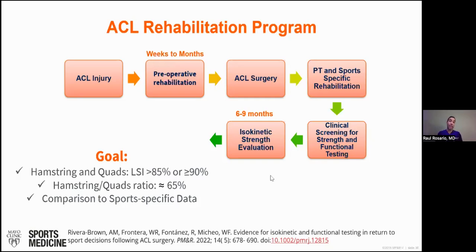And then there's some data and some articles that have, depending on your sport and your age, some values that are optimal. The big problem and the confusion is that we compare with the contralateral side, but if the other side is also weak, maybe that's still not optimal. So it's something that can be confusing. So sometimes it's good to see some basic numbers to make sure that we're having good strength.